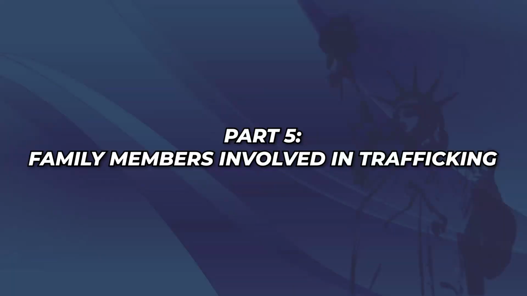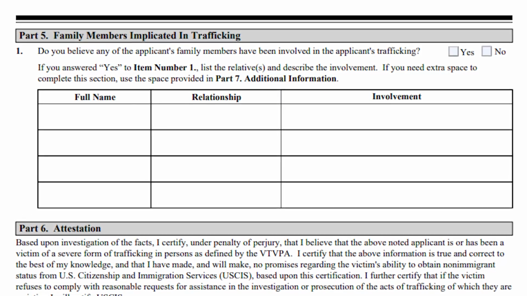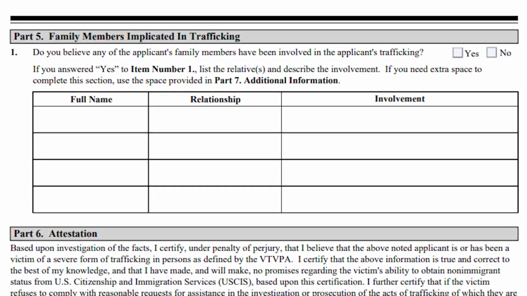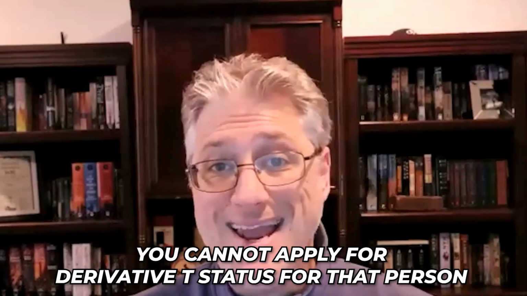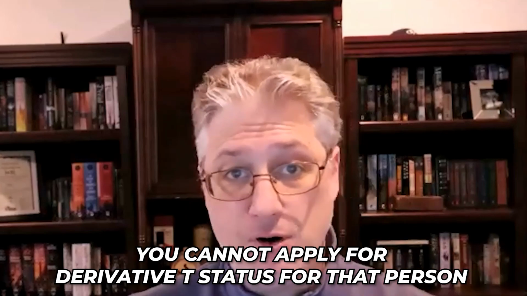Part 5, family members involved in trafficking. In this section, you must indicate if any of your family members are believed to have been involved in the trafficking acts you were a victim of. Important note: if any of your family members were involved in the trafficking acts that made you eligible for T non-immigrant status, you cannot apply for a derivative T status for that person.